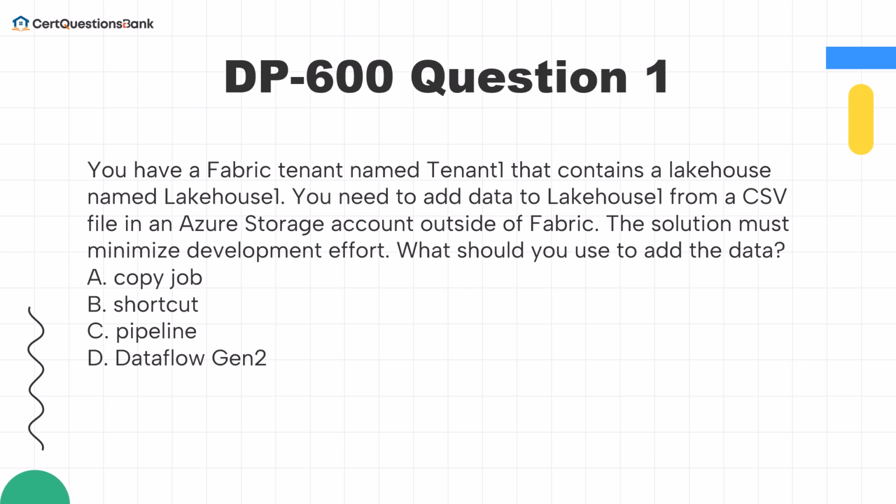You have a Fabric tenant named Tenant 1 that contains a lakehouse named Lakehouse 1. You need to add data to Lakehouse 1 from a CSV file in an Azure storage account outside of Fabric. The solution must minimize development effort. What should you use to add the data? A. Copy job. B. Shortcut. C. Pipeline. D. Dataflow Gen 2.